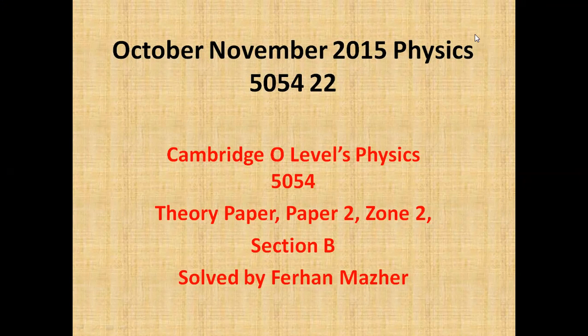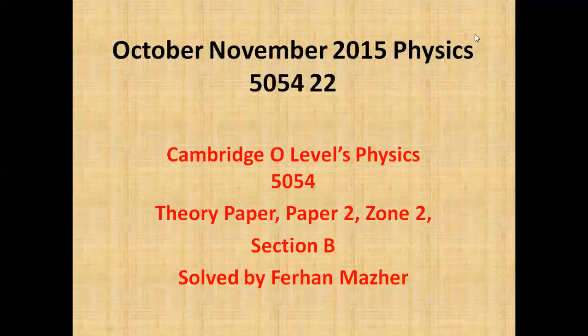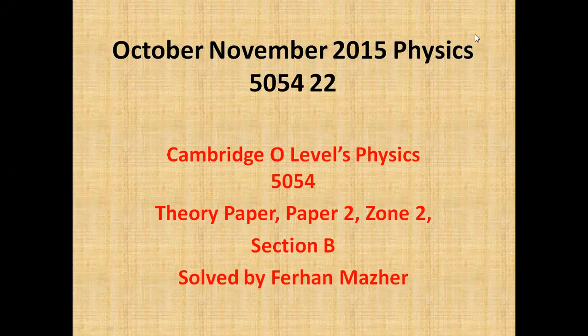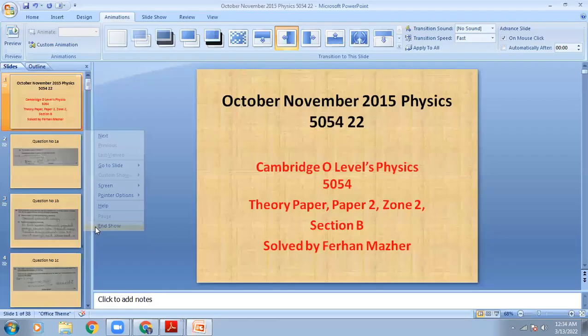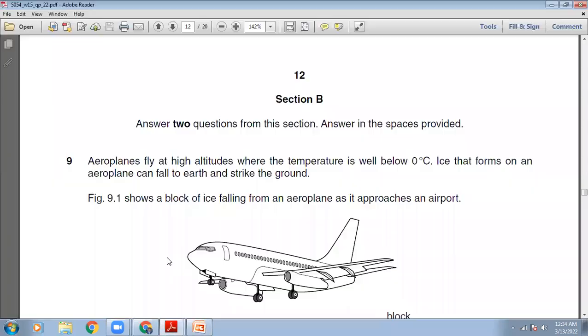Today, we have set our hearts to solve a theory paper. We call it paper 2, and we have selected the October November 2015 paper 2. This paper belongs to zone 2, or you can say variant 2. In this session, we are going to solve section B of this paper. Section A we have already solved, and I have already uploaded it on my YouTube channel. So today we are going to attempt section B of this paper. So let's start and open that paper.